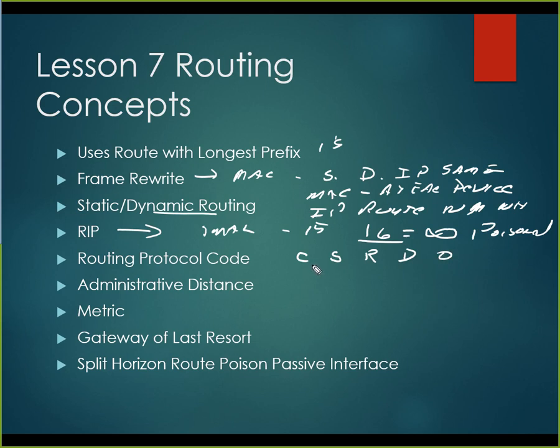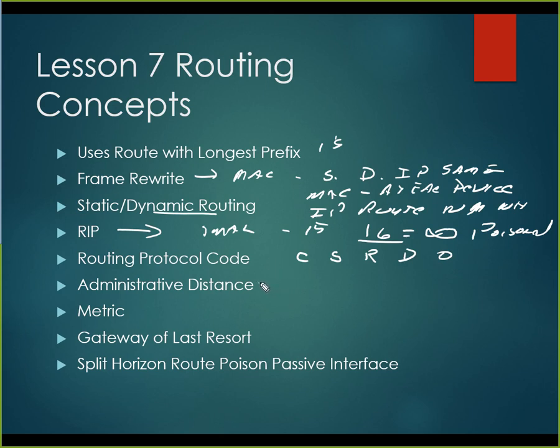Gateway of last resort is a default route. If we don't have in our routing table something to send it to that network, then it'll use the default route and send it to that location. If we don't have a default route or a gateway of last resort, it'll drop the packet.